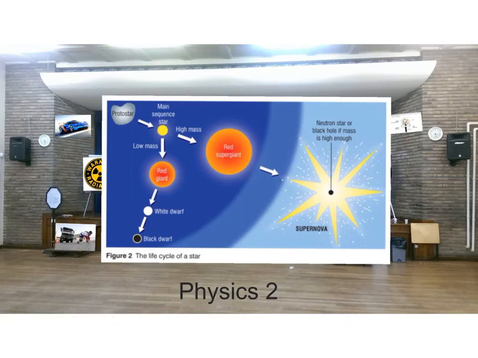For a low-mass star, a protostar goes to a main sequence star, to a red giant, to a white dwarf, and finally to a black dwarf. In a high-mass star, a protostar goes to a main sequence star, to a red supergiant, to a supernova, to a neutron star, and to a black hole if there is sufficient mass. The Sun will eventually become a black dwarf. A supernova is the explosion of a supergiant after it collapses.